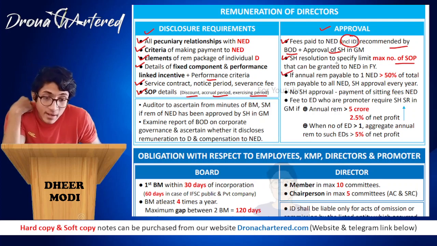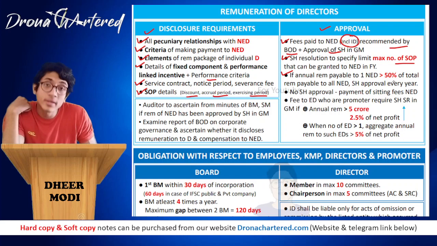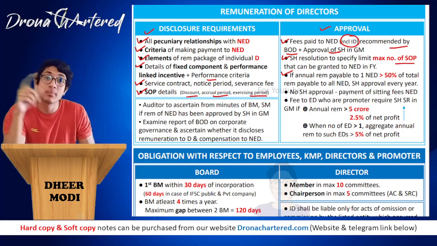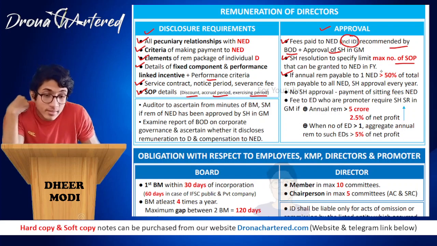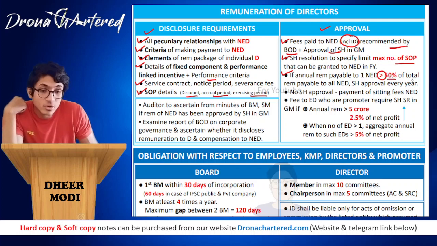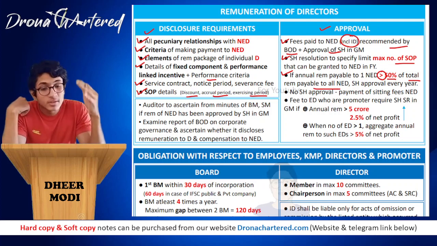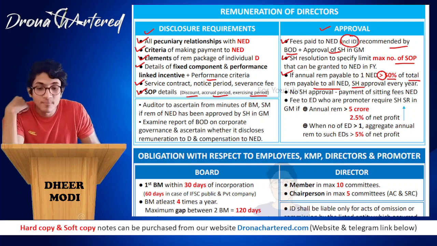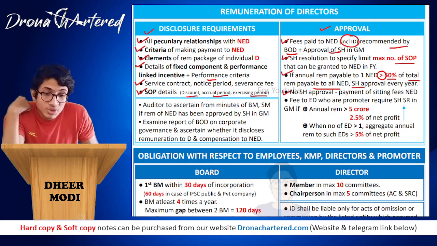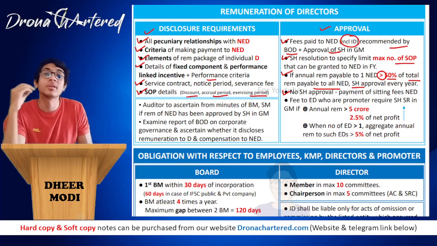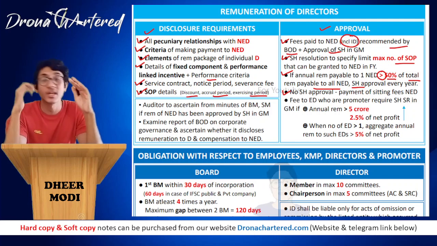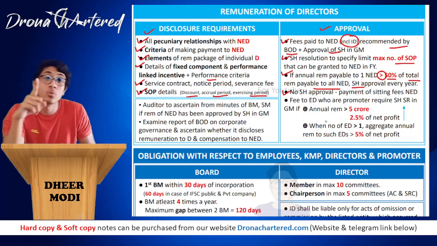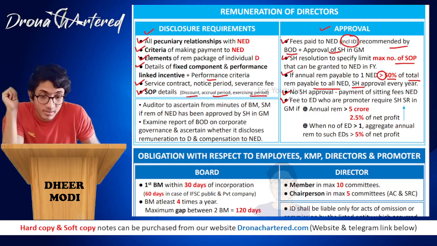Next is if annual remuneration payable to one non-executive director is greater than 50% of the total remuneration payable to all non-executive directors. That means if you are paying 1% too high, then the shareholder approval will be required every year. Next is no shareholder approval required for payment of sitting fees to non-executive director. Shareholder approval is not required in such a case, only and only for sitting fee payment.